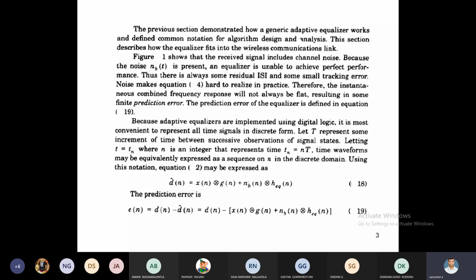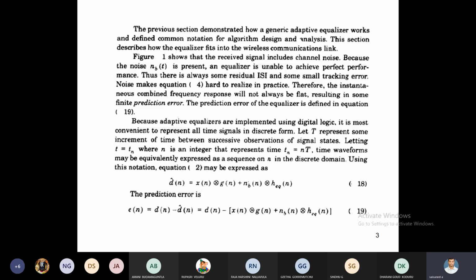How much error do we predict? How do we calculate the error? We compare the input and output signals. That is why the error signal e of n is equal to d of n minus d cap of n, where d cap of n is the output of the equalizer, which is x of n convolved with g of n plus NB of n convolved with h_EQ of n. This is about prediction error.